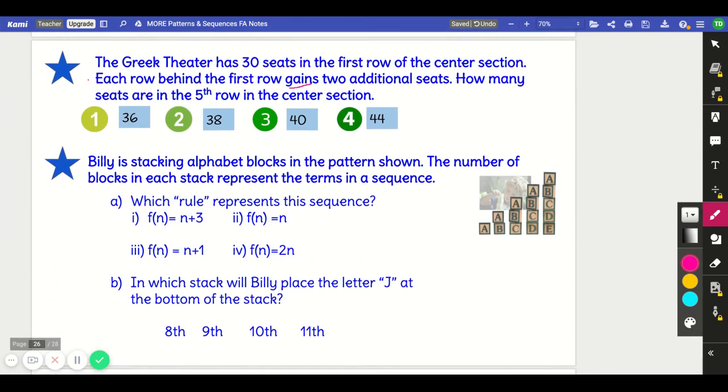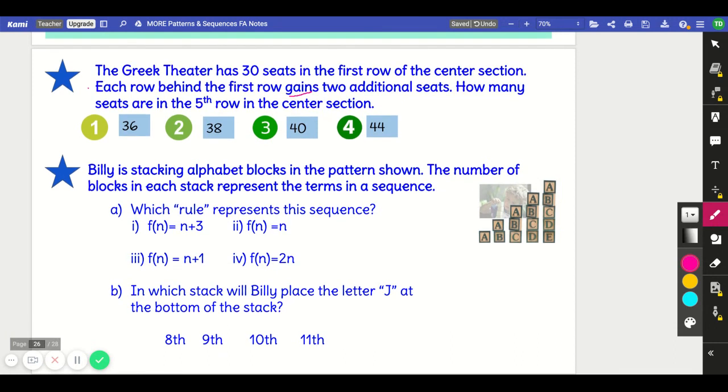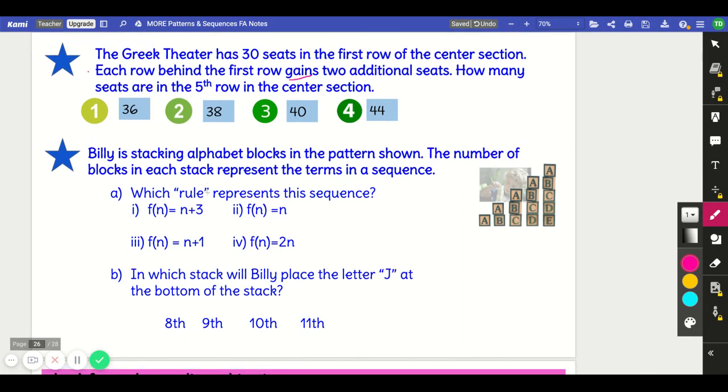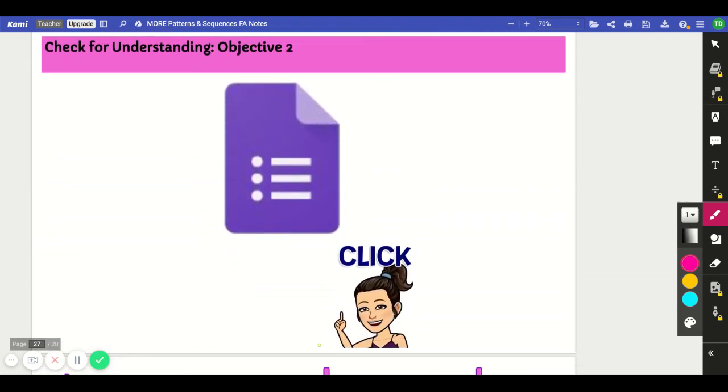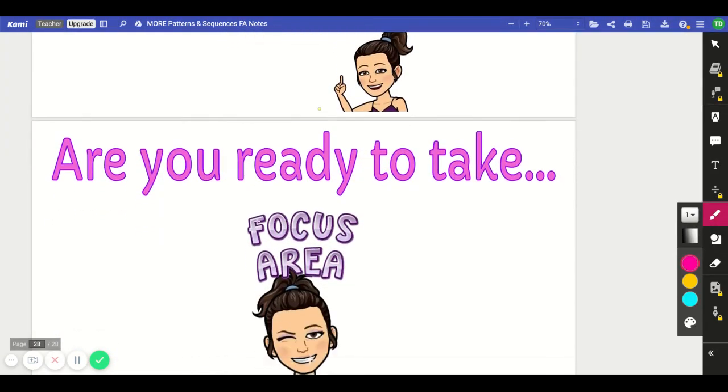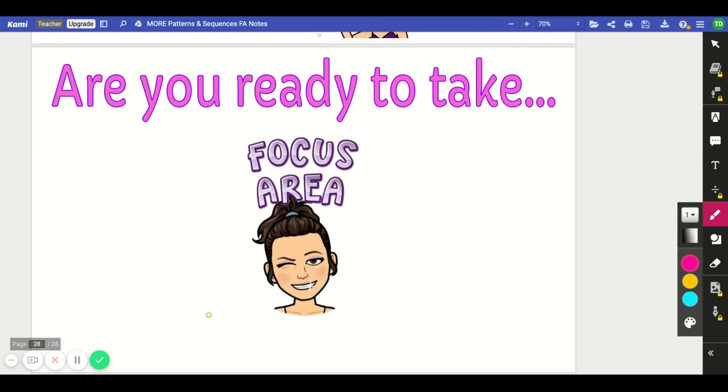Okay. So we have some practice questions for you to do. You're going to answer these 2 questions, or actually there's 3. And then you're going to do your check for understanding for this objective. And then we are at the end, so there were only 2 objectives for these notes, even though it was a very long set of notes.